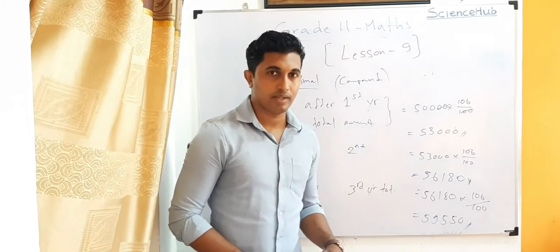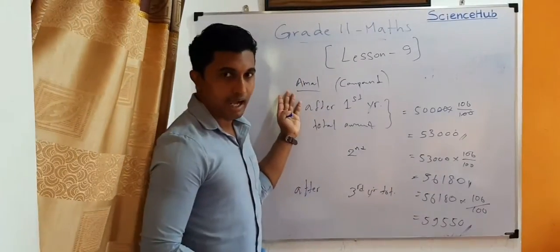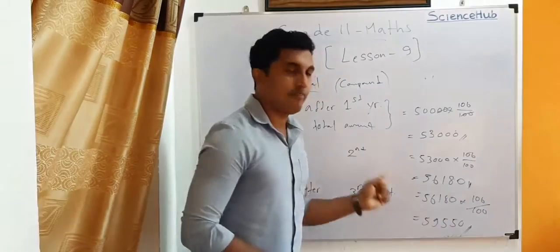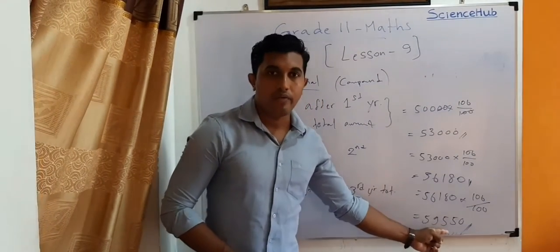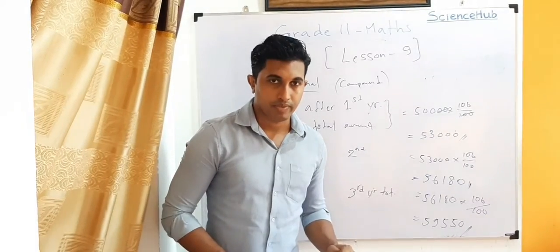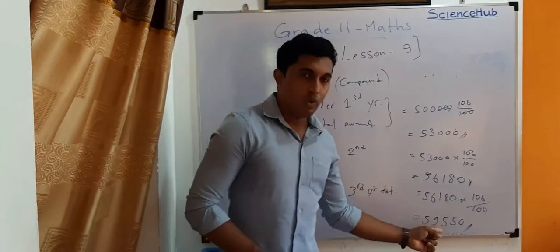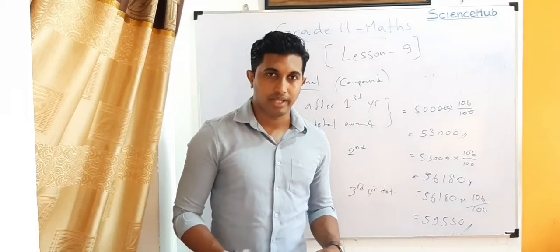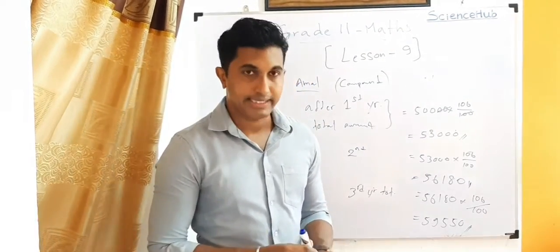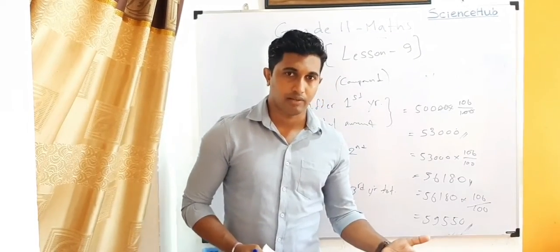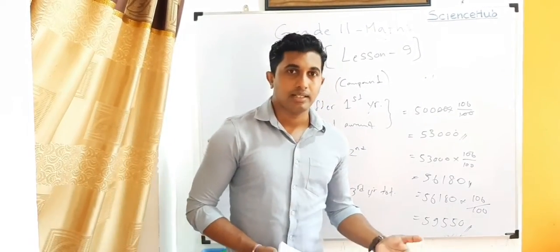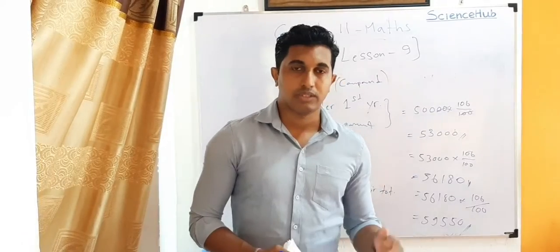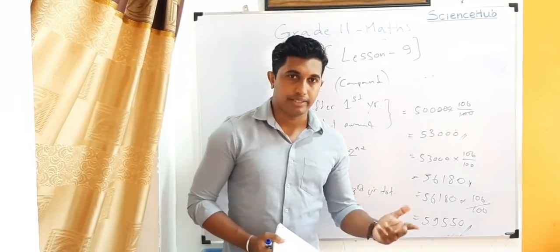Then what is the difference? Okay, this is Amal, and Nimal will get only 59,000 and Amal will get 59,550. Therefore, Amal will get 550 rupees more than Nimal. Okay, therefore, now I think you can understand, when we deposit our money in some bank, the compound interest method is the most profitable method compared to the simple interest method.